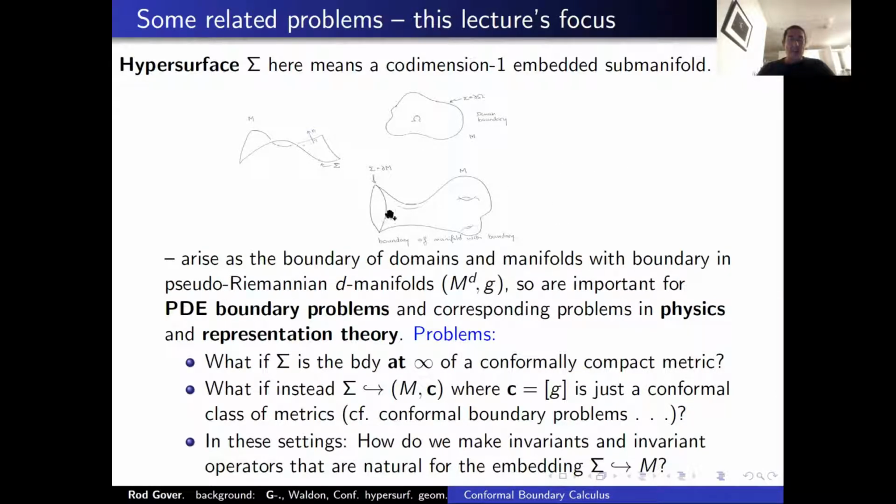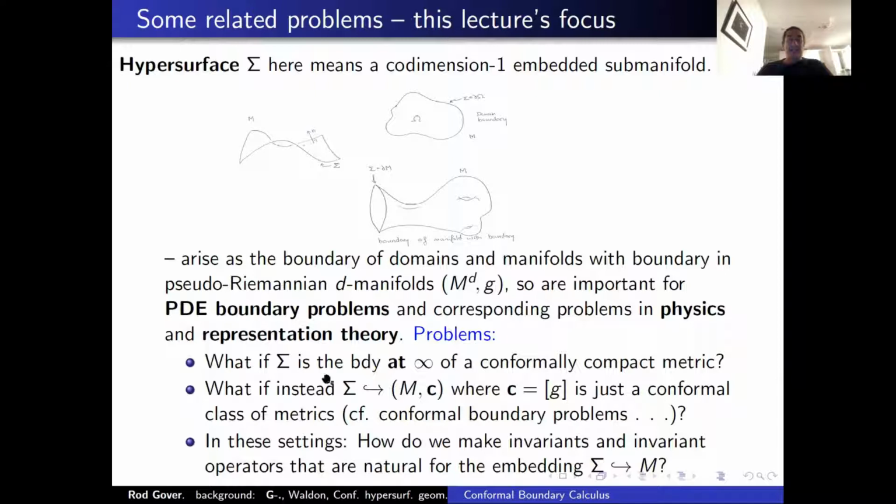Okay, but because they arise as boundaries in this way, and also, of course, as foliations, but let's focus on the boundary case, they're important for PDE boundary problems, in physics and in mathematics, and also in representation theories. So in various homogeneous settings, you have a manifold with boundary and different groups acting on the interior versus the boundary and so on. Okay, so we want to understand how to treat the geometry of such hypersurfaces.